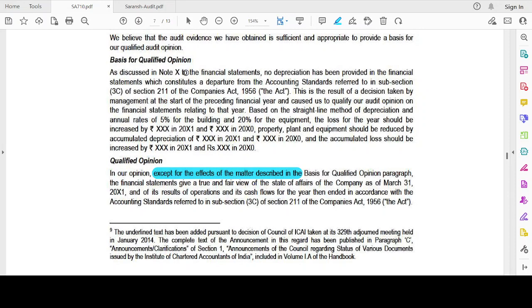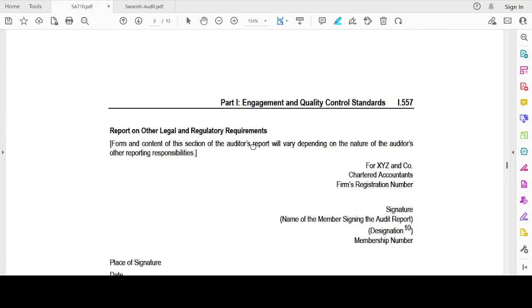Now, as discussed in Note 10 of the financial statement, no depreciation has been provided in the financial statement, which constitutes a departure from the accounting standards referred. And this is a result of a decision taken by the management at the start of the preceding financial year and causes us to qualify our audit opinion on the financial statement relating to that year, based on the straight-line method of depreciation at its annual rate. The loss for the year should be increased by so and so amount, property, plant, and equipment should be reduced by so and so amount, and the accumulated loss should be increased by so and so amount. Now, this is how we will give it.